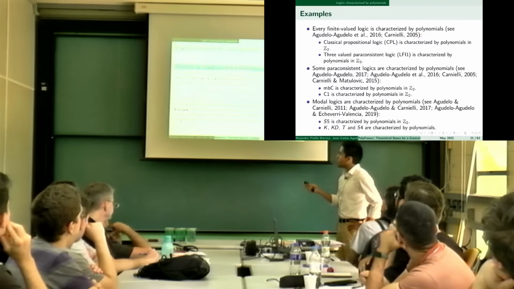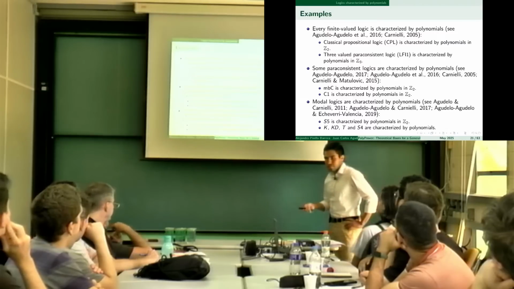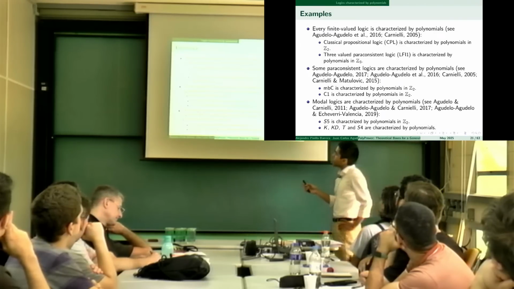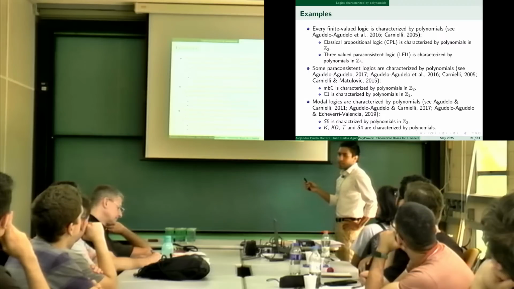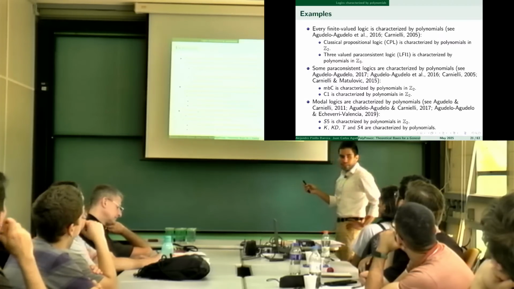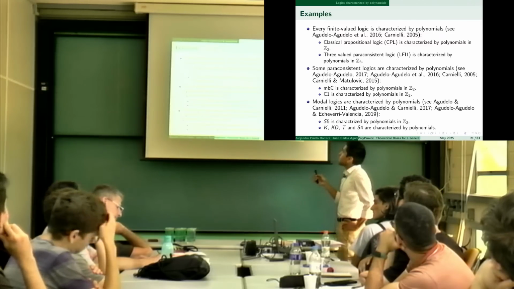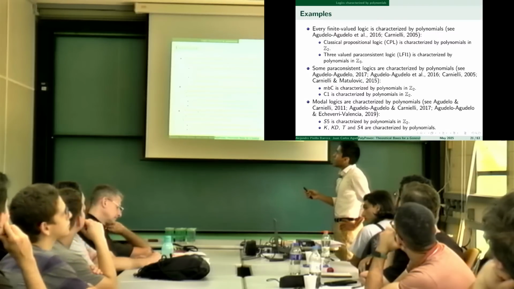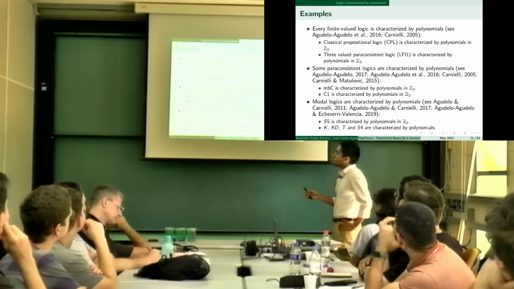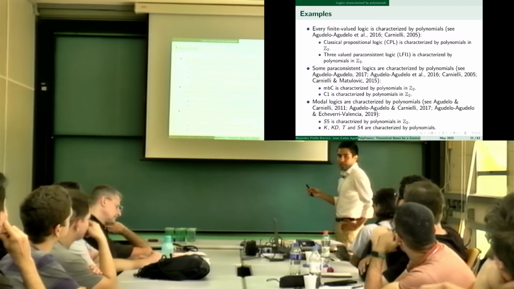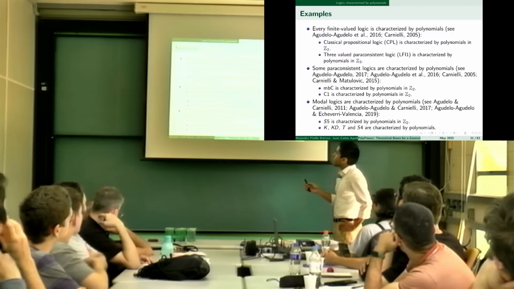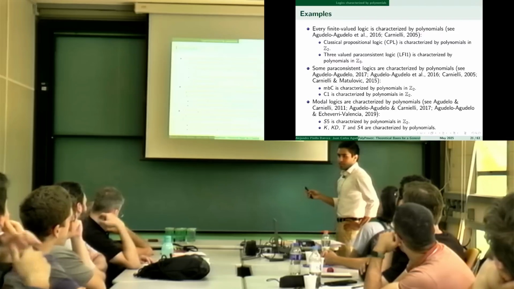So the question now is, okay, some examples, right? As Carnielli and Agudelo have shown, every finite-valued logic is characterized by polynomials. So for example, we have classical propositional logic. We can characterize classical propositional logic by polynomials in C2, okay? And we can go further and consider, for example, this paraconsistent logic that we have been talking about since the first day, LFI1, and this logic is characterized in C3, okay?